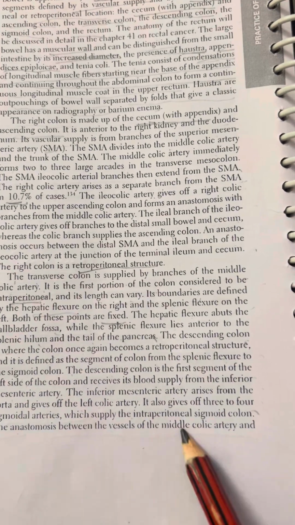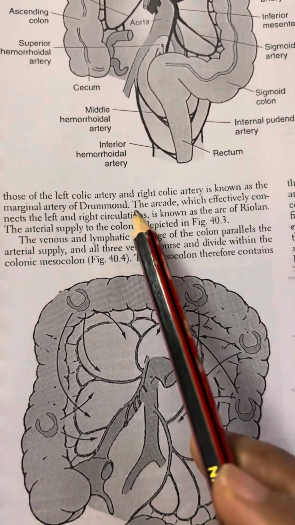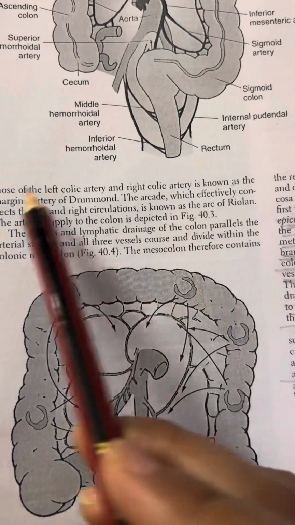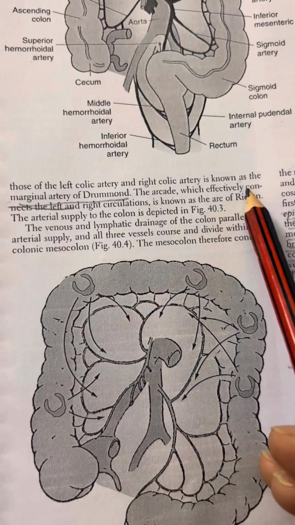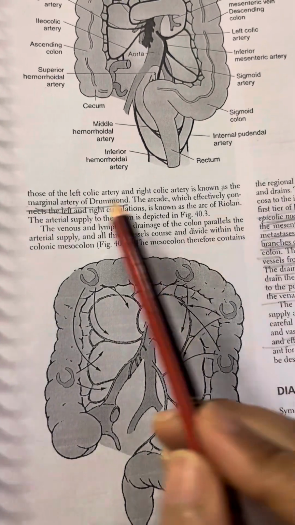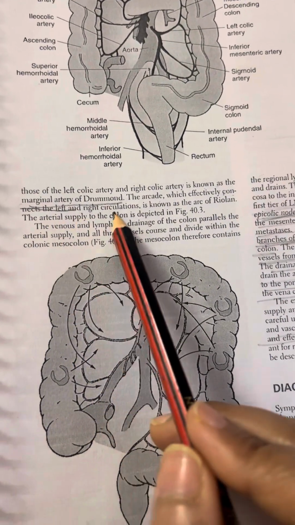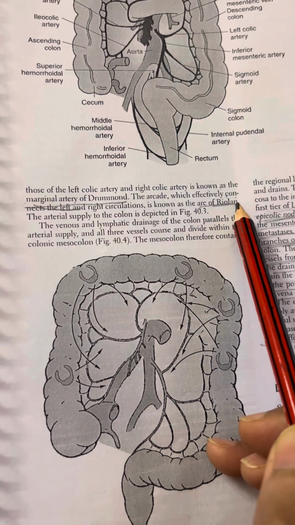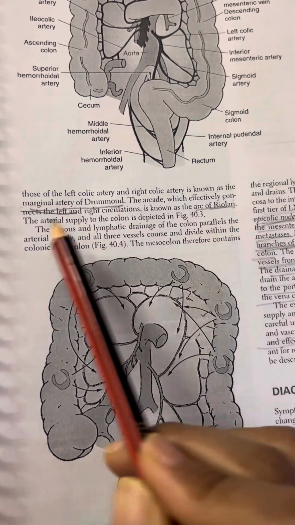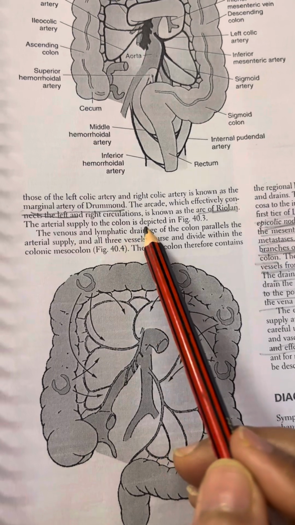Anastomosis between the vessels of the middle colic artery and those of the left colic artery and the right colic artery is known as the marginal artery of Drummond. The arcade which effectively connects the left and the right circulation is known as the arc of Riolan. The arterial supply to the colon is depicted here.